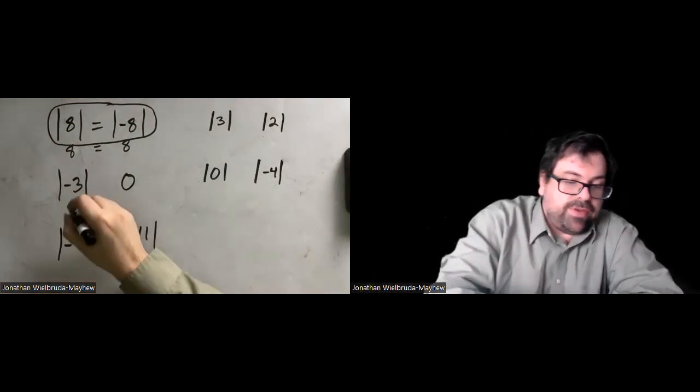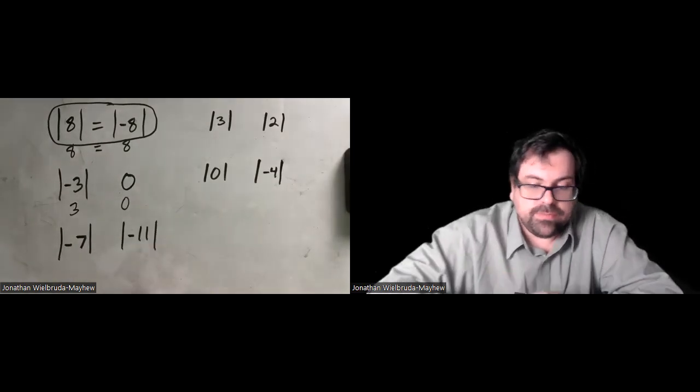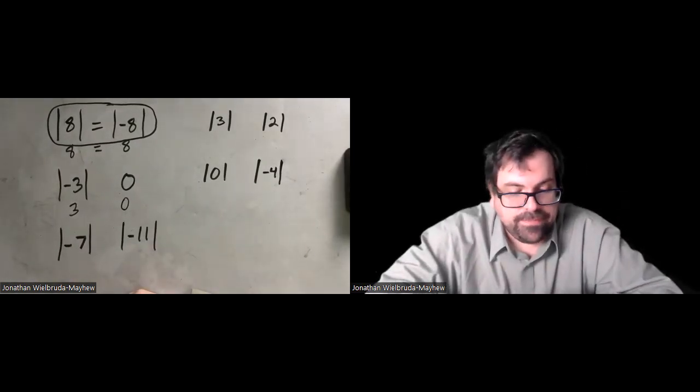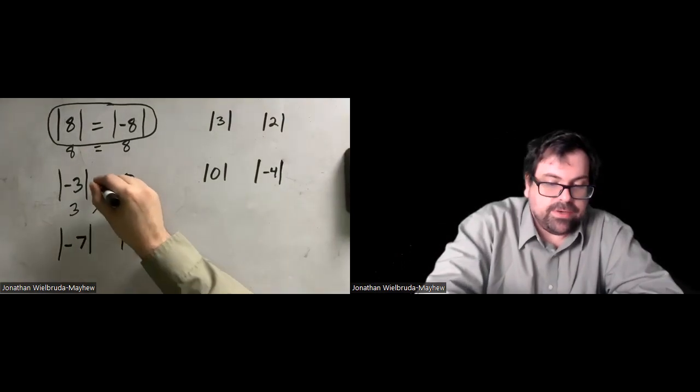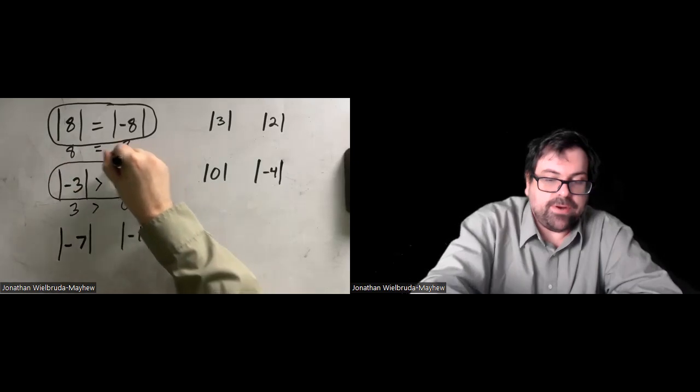The absolute value of -3 is 3. 0 is 0. Not even an absolute value there. 3 is greater than 0. So the absolute value of -3 is greater than 0.